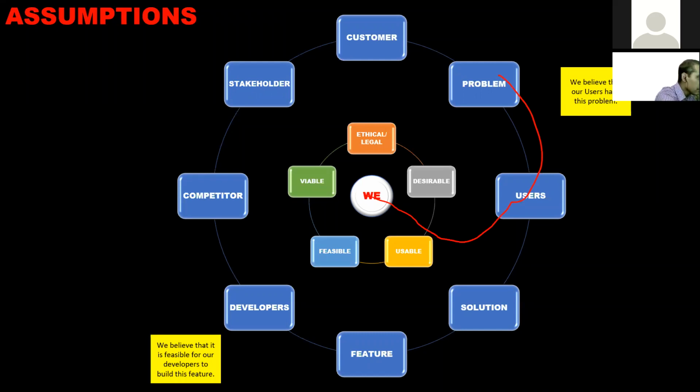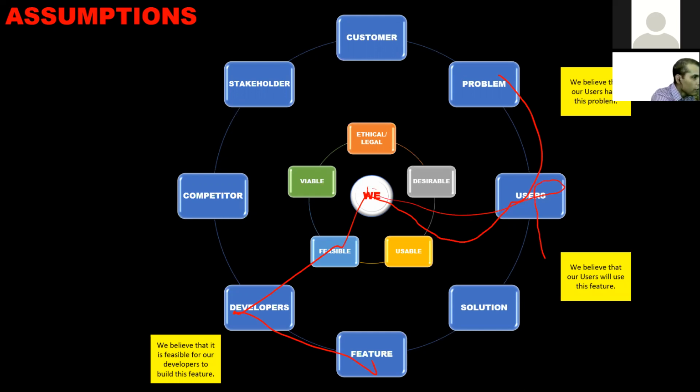So an assumption like: it is feasible for the developers to build this feature. It might be about competency, technical competency, timeline, lots of things, right? And I really appreciated that someone put developers, because they are one of the key stakeholders when we talk about feasibility. We believe that our users will use the feature. And in a sense, that comes from the usability perspective.